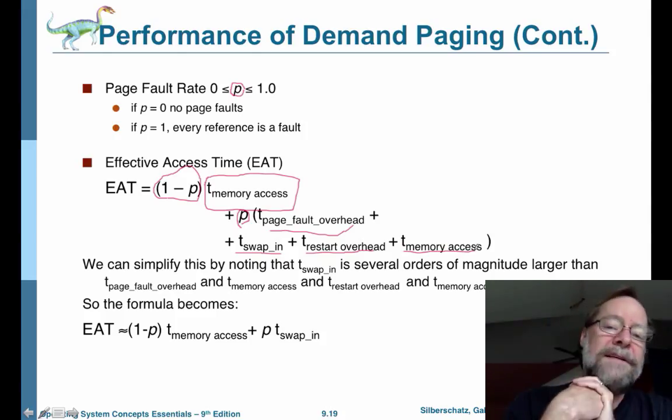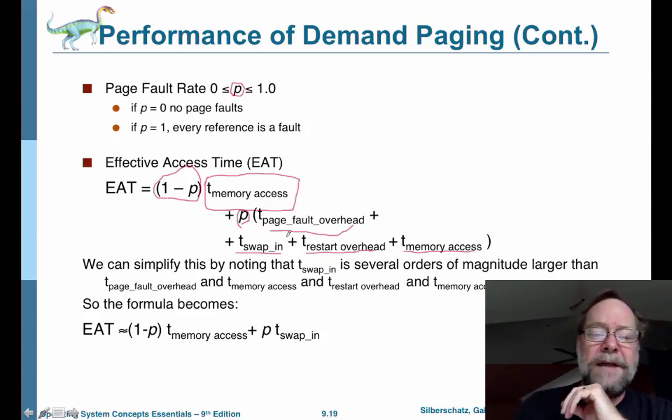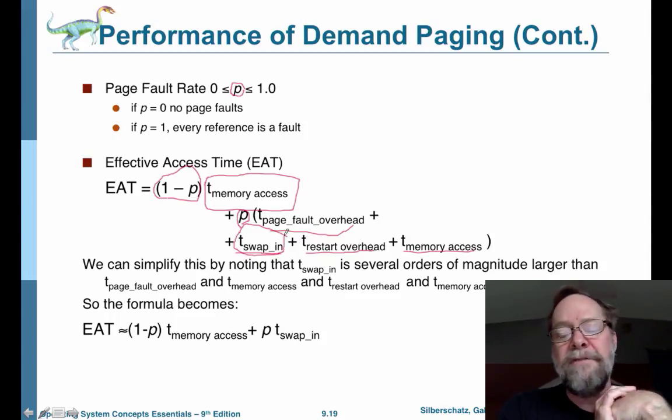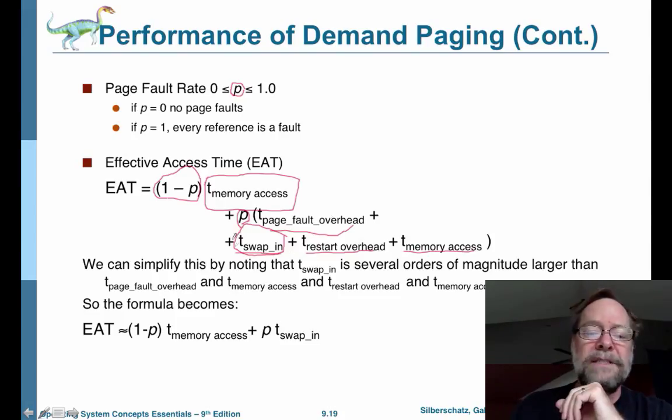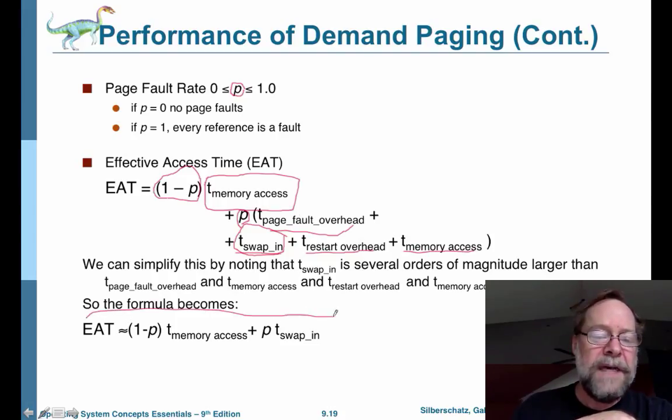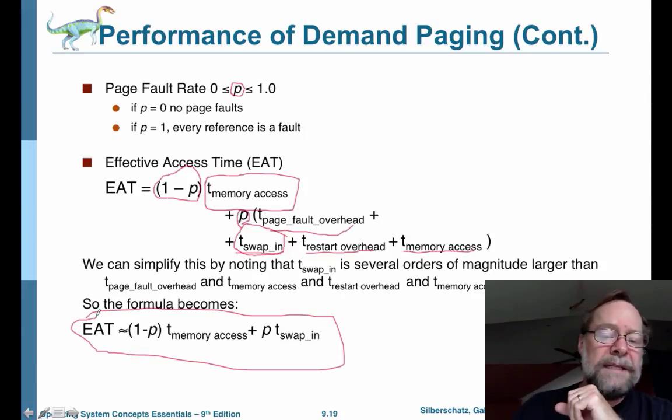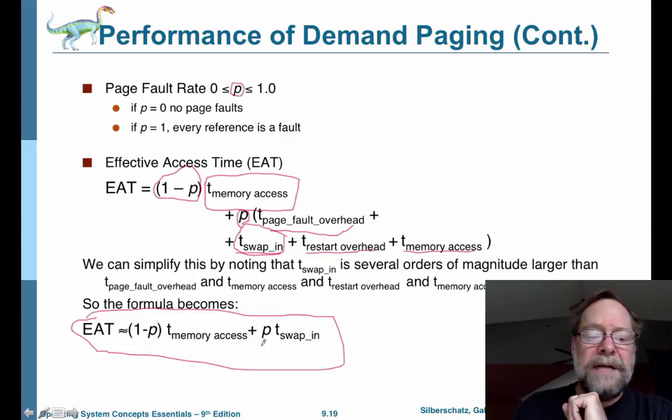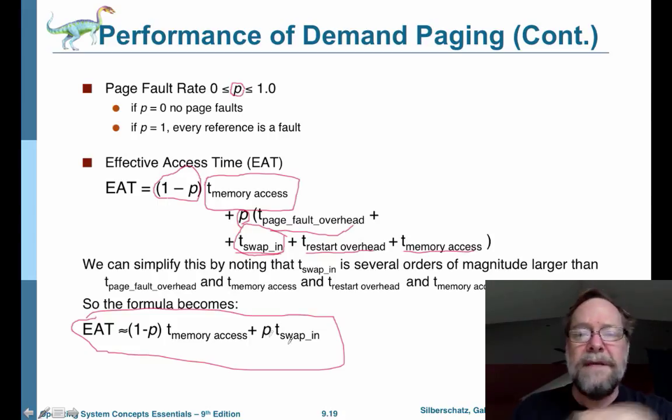Now, we can actually simplify this equation a great deal, because it turns out that this value over here, the swap-in cost, is going to be way, way higher, several orders of magnitude larger than any of these other values. Here you're probably talking about 8 or 9 milliseconds, where all the rest of these are in microseconds or even nanosecond time frames. So we can really simplify this a lot by dropping out all these lesser terms. Our effective access time becomes basically, when we don't get a page fault, the normal cost for memory access, plus p, the proportion of page faults, times how long it takes us to get a page from the hard drive.